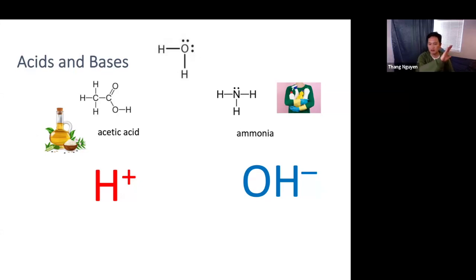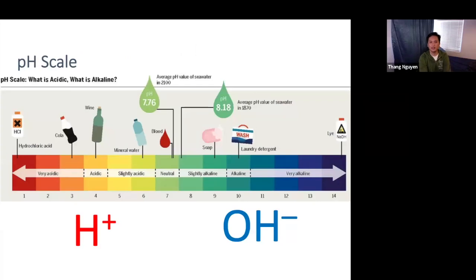And there's a wide range of being acid and base. You can be a strong acid or a weak acid. You can be a strong base or a weak base, and you can compare that on this scale here. You may have seen this scale before in your life, and the scale is from 0 to 14.